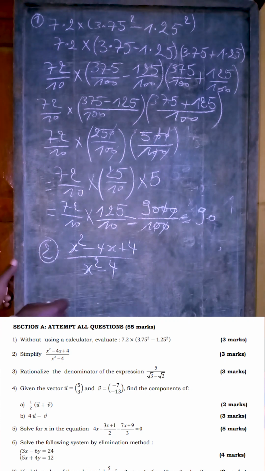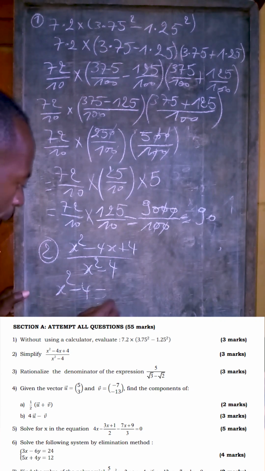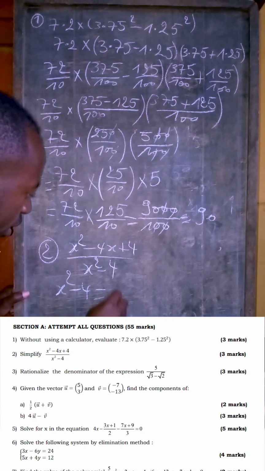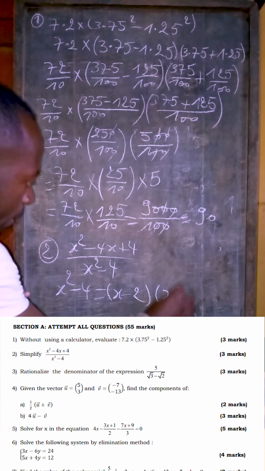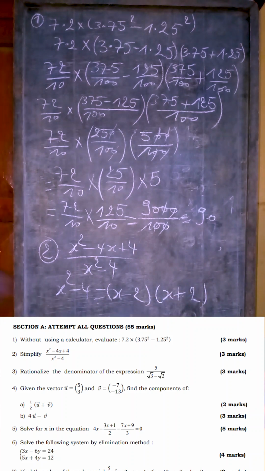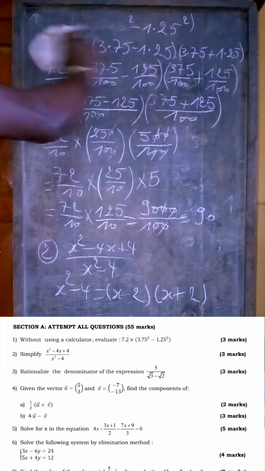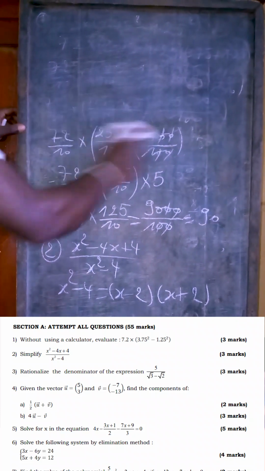By factorizing, let us first of all know that x squared minus 4 as the denominator is equal, by factorization, to (x minus 2) times (x plus 2). This is the factorization of this. And also, let us factorize the x squared minus 4x plus 4. x squared minus 4x plus 4. Let us clean here so as to continue.